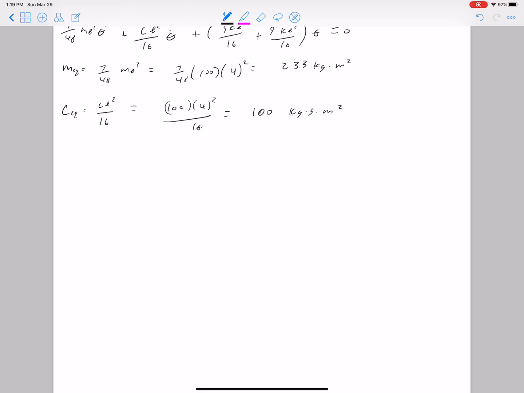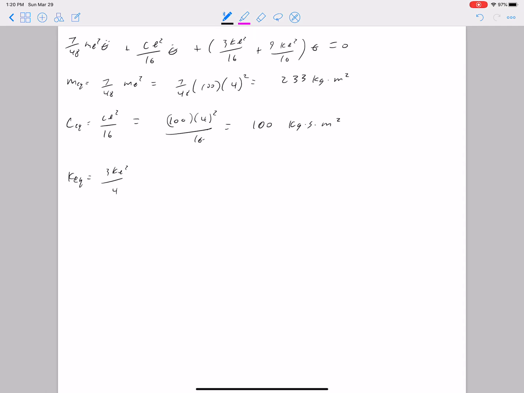And then K_eq. K_eq is now 3kL squared over 4. Oh yeah, if you add these together, I didn't show my work, I apologize. That becomes 12/16 kL squared, which goes to 3/4 kL squared. Just so you've got that work there. So it's 3 times 100 times 4 squared over 4, which is equal to 1200 newton meters.